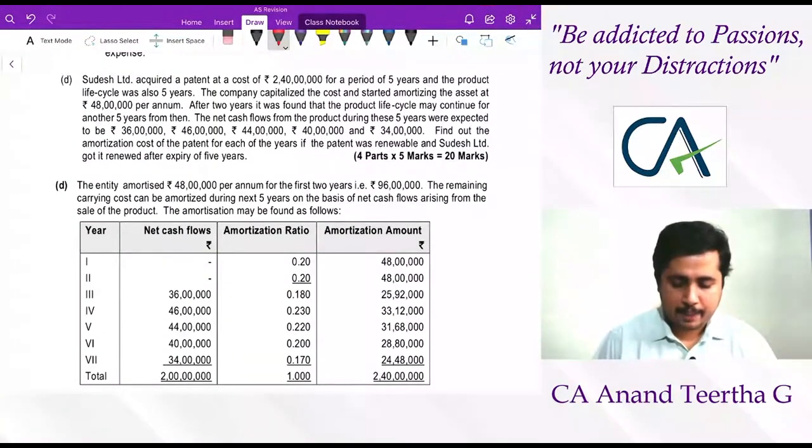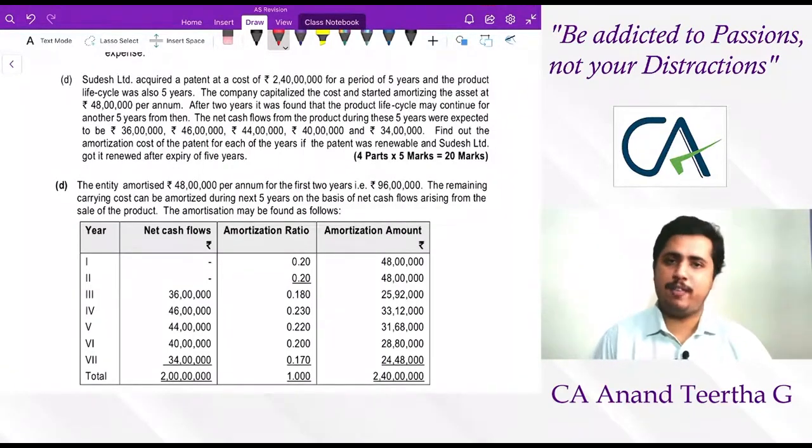The company capitalized the cost and started amortizing the asset at rupees 48 lakh per annum. After 2 years, it is found that the product life cycle may continue for another 5 years from then. The net cash flow from the product during 5 years were expected to be 36, 46, 44, 40 and 34 lakh. Find out the amortization cost of the patent for each of the years if the patent was renewable and Sudesh Limited got it renewed after expiry of 5 years.